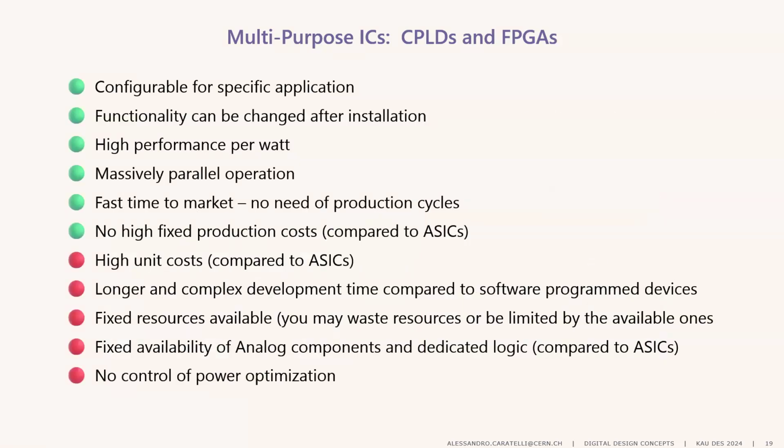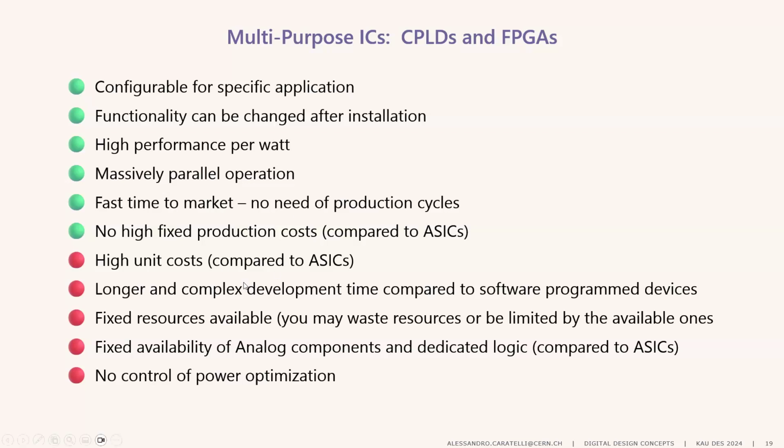So the advantage of CPLDs and FPGAs is that they are configurable for specific applications, the functionality can be changed after installation, and they offer quite good performance per watt and massively parallel operation because basically you are implementing your circuit. You can even put a CPU on an FPGA: if you design in Verilog or VHDL the description of a CPU and you configure your FPGA with it, basically what you obtain is that this object becomes a CPU. So you can configure in various ways, but it's very convenient to use an FPGA also for massively parallel operations because you can have different pieces of circuit operating at the same time.